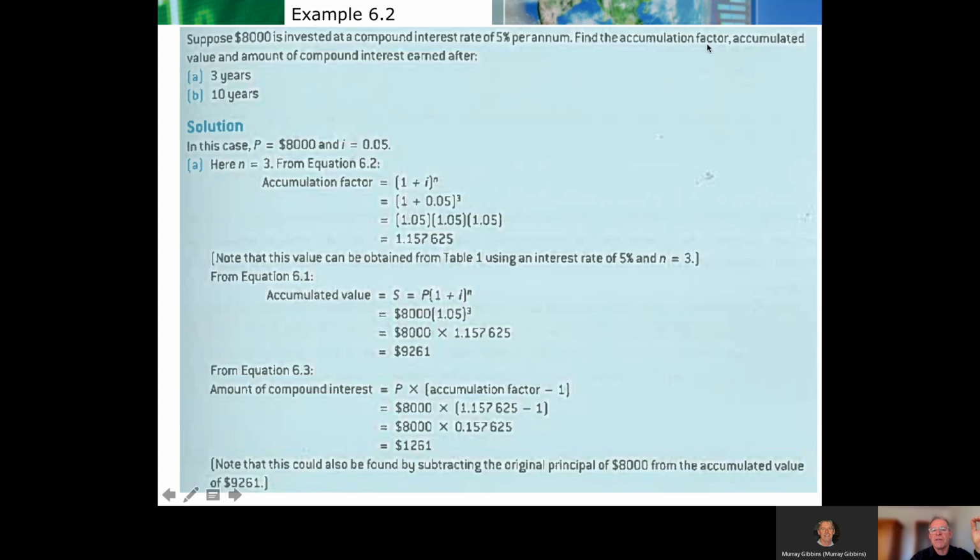Oh, it says what's the accumulation factor. Fair enough. The accumulation factor is this. What's going on here? 1 plus the interest rate to the power of 3 is giving us the growth factor, if you like, of 1.157. It's really saying $1 at 5% over 3 years is going to grow to that. So $8,000 must grow 8,000 times whatever $1 would grow to. 9,261 is the answer. And if the question said, how much interest have you earned? Take your future value minus your present value, and there's your interest of 1,261.